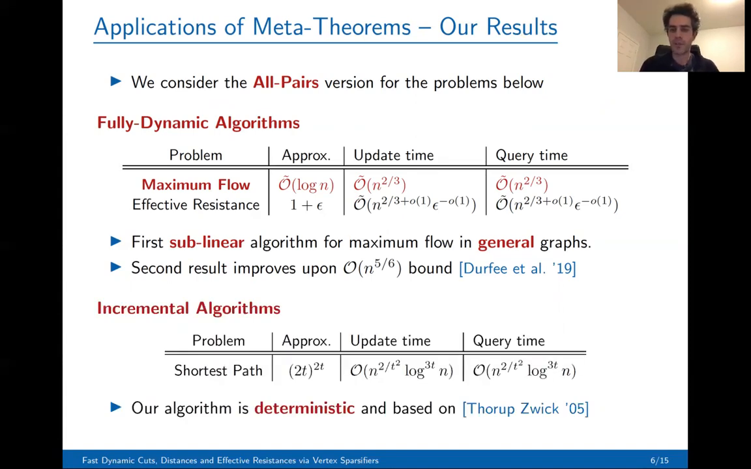While for incremental algorithms, we show that for the all pair shortest path problem, there is a dynamic algorithm that achieves a very large constant approximation, but with very small polynomial update time. This algorithm is deterministic, so it doesn't use any randomization. It's based on the oracle by Thorup and Zwick, and the main observation is that this oracle can actually be viewed as a vertex distance Sparsifier. Unfortunately, I will not be able to explain everything here, but I will try to convey a few ideas behind our maximum flow result.